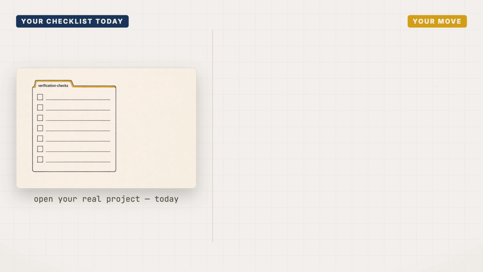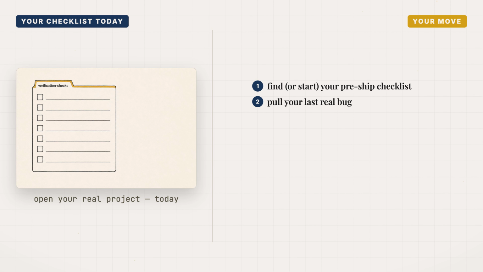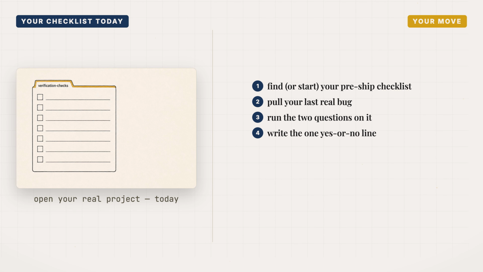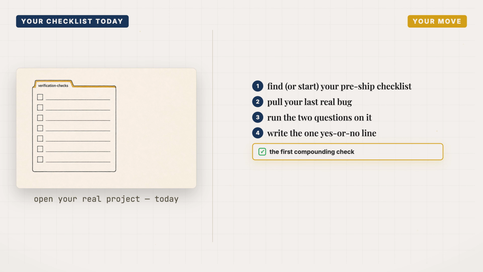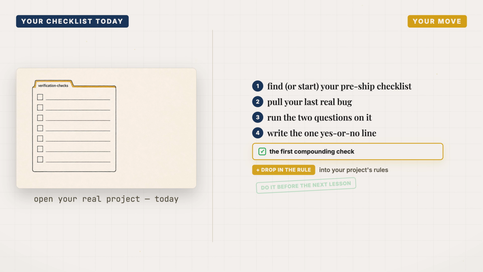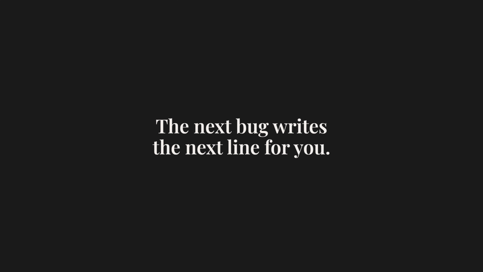So here's your move, and I'd do it before the next lesson. Open whatever you're building. Find your pre-ship checklist. Or if you don't have one yet, start one with the basics. Then pull up the last real bug you shipped, the one that actually cost you something, and run the 2 questions on it. What broke, and why did your checks miss it? Write the one line that would have caught it, worded as a yes or no question, sharp enough to force the check. That single line is the start of a checklist that compounds. Then drop the rule into your project's rules, so the next bug writes the next line for you.